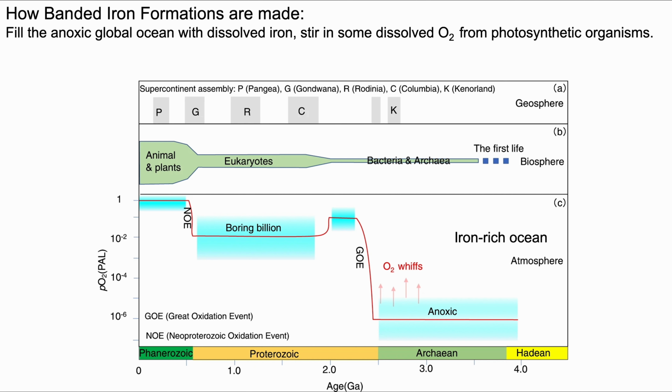So these banded iron formations are made by filling the anoxic global ocean with dissolved iron. This happened from the beginning of Earth history, when we had an ocean, to right around 3 billion years ago. And you see these oxygen whiffs here. These are brief periods of time in which oxygen was produced from photosynthetic organisms. Because the ocean is full of iron and completely anoxic, the iron can remain soluble.